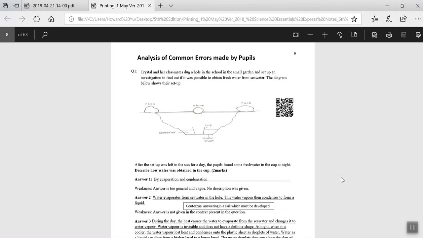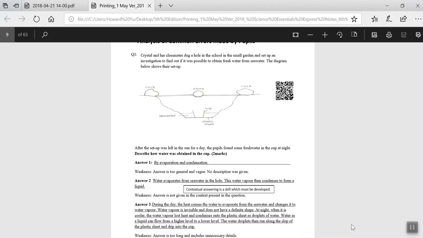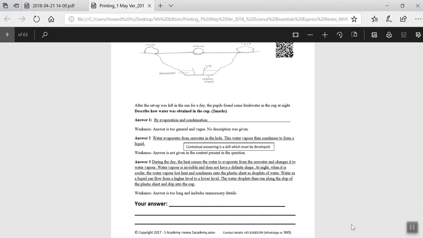And for example here, if you read the question, Krista and her classmate dug a hole in a small school garden and set up an investigation to find out if it was possible to obtain fresh water from seawater. The diagram below shows their setup. So the question stated here is, describe how water was obtained in the cup. As you can see, there are 3 hypothetical answers provided by students.